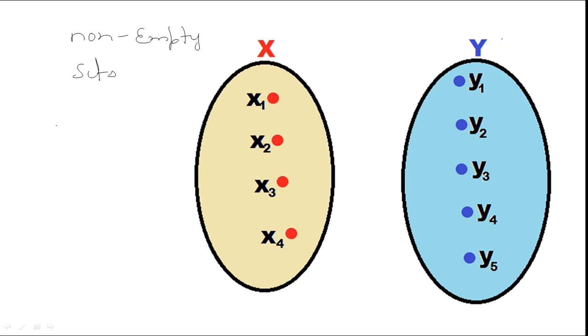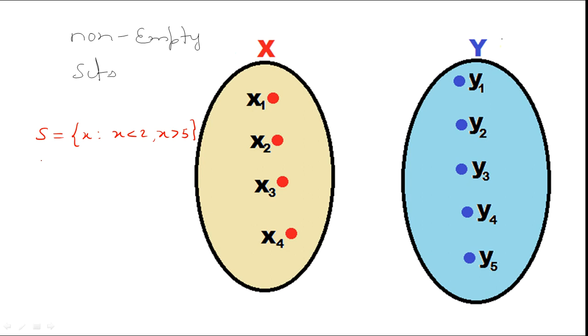Let me take an example. Suppose I write set S is equal to {x such that x is less than 2 and x is greater than 5}, where x is a real number. So no real number is there which is greater than 5 and less than 2. So obviously in this case set S is empty. But in order to define a function, we are considering two non-empty sets X and Y.